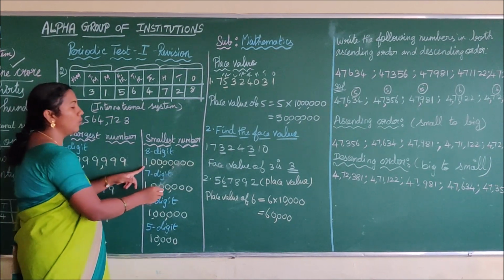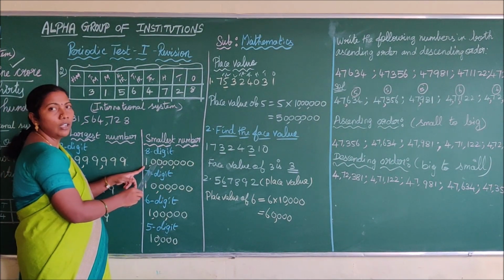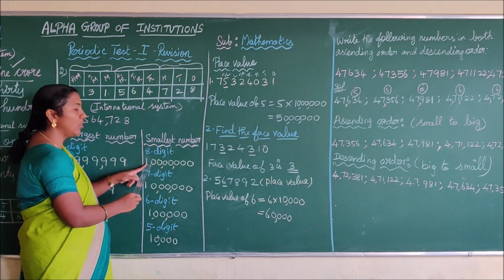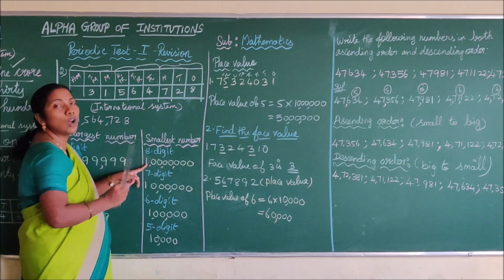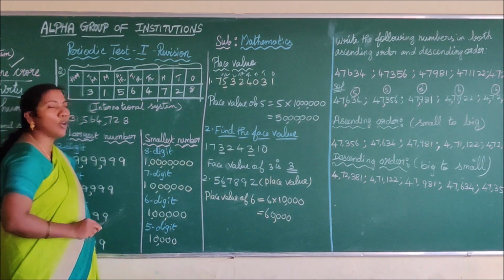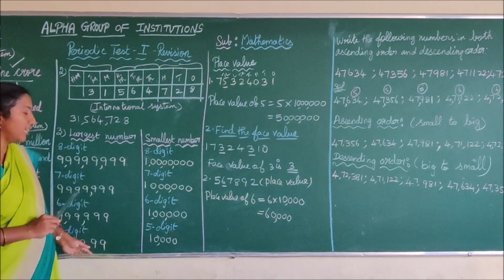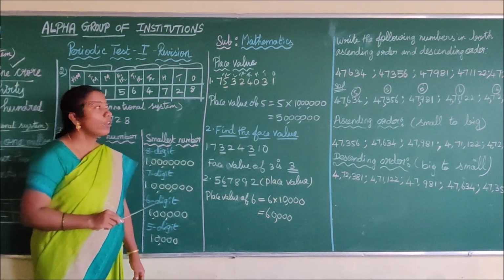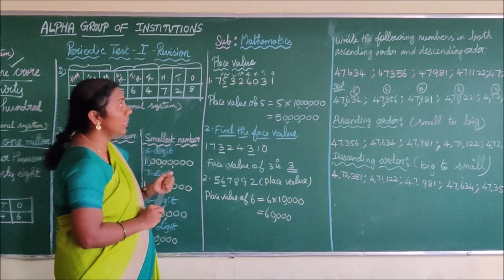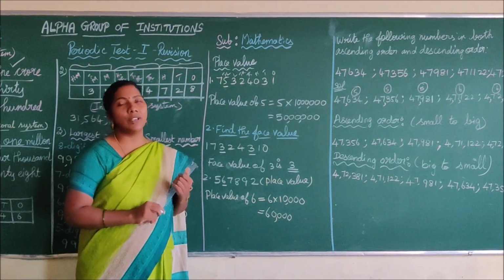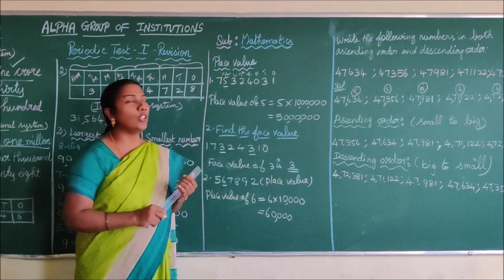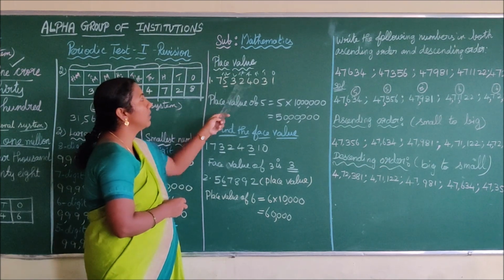See here, 1, 2, 3, 4, 5, 6, 7. You have to add 7 zeros along with 1 to get the smallest 8-digit number. Similarly, you have to find the smallest 8-digit, 7-digit, 6-digit numbers. Do you understand, children? Next, we are going to see place value. What is meant by place value? We have some numbers here.